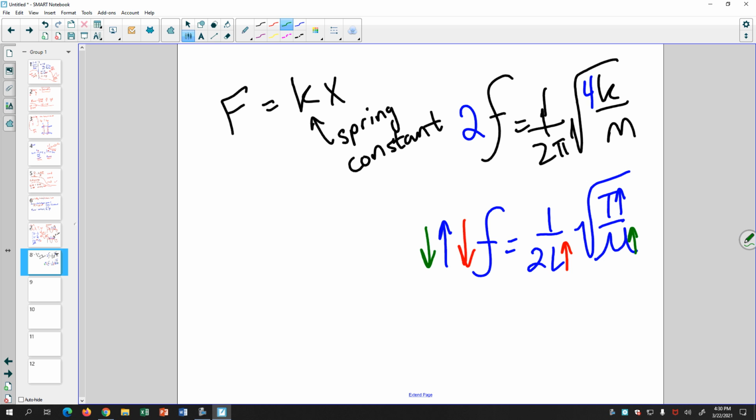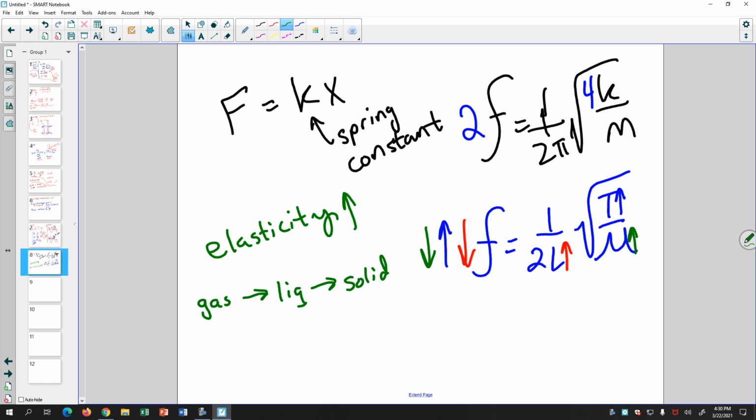Okay. So you know about the speed of sound and the elasticity. Elasticity of a material increases as I go from a gas to a liquid to a solid. Also, the speed of sound, because the elasticity increases, also increases. And we saw that borne out in the speed in water, steel, and air in the notes.